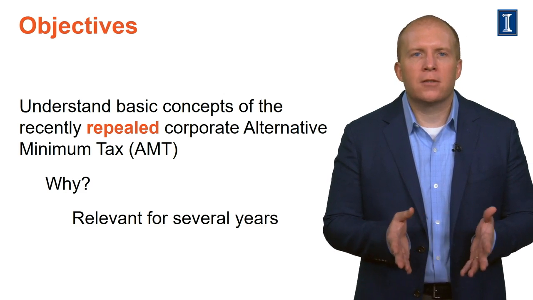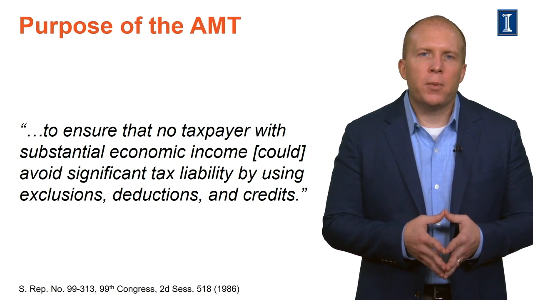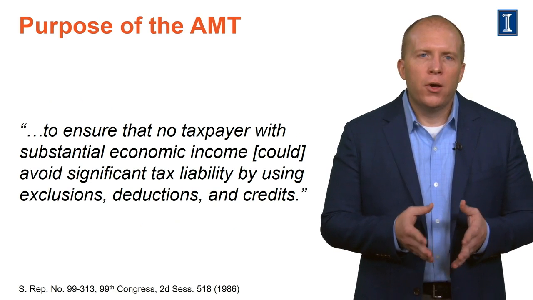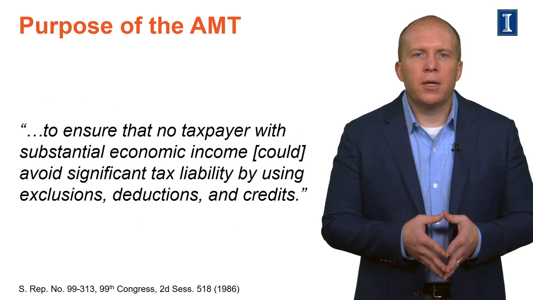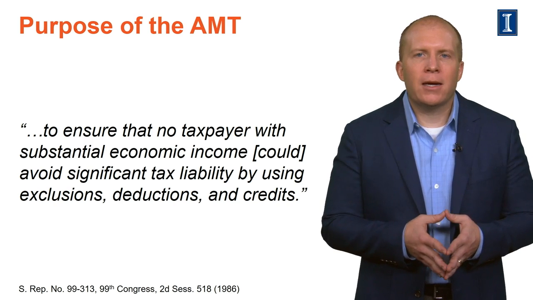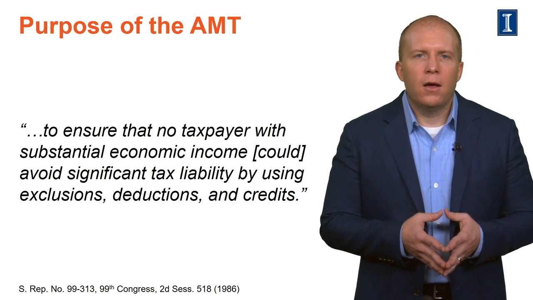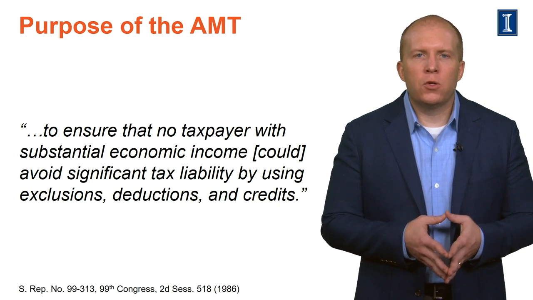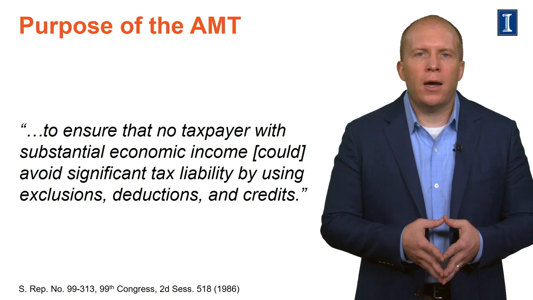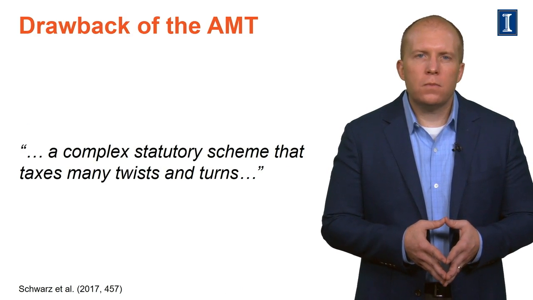Again, welcome to tax. Congress created AMT to ensure that no taxpayer with substantial economic income could avoid significant tax liability by using exclusions, deductions, and credits. In other words, AMT acted as a safeguard to ensure that taxpayers paid their fair share. In fact, AMT was extended from individuals to corporations in response to highly publicized cases of corporations reporting large profits in their financial statements to shareholders but paying little to no corporate income taxes.